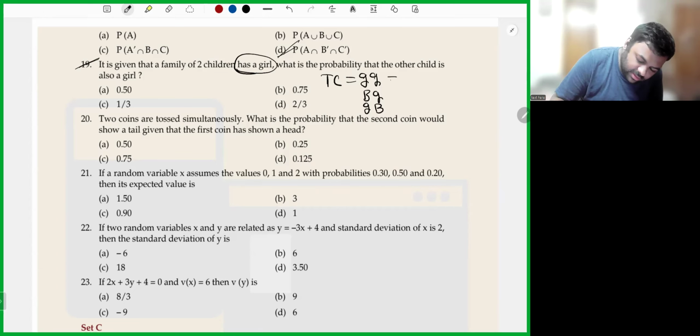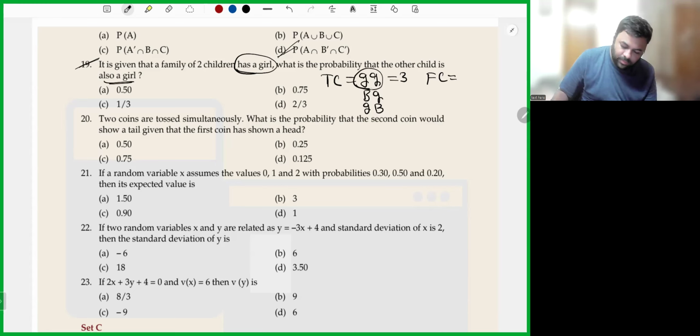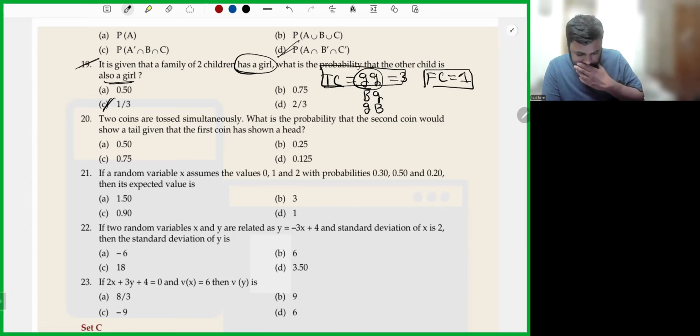So total cases are 3. Favorable cases. Other child is also a girl. In how many cases 2 girls are there? 1. Okay. So favorable cases are 1. Total cases are 3. So probability is 1 divided by 3. Next.